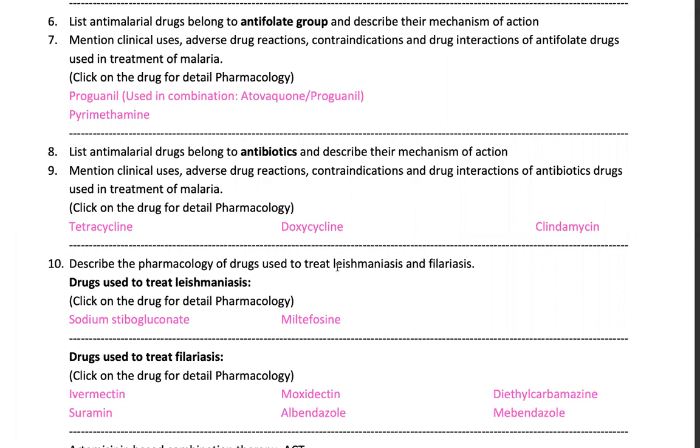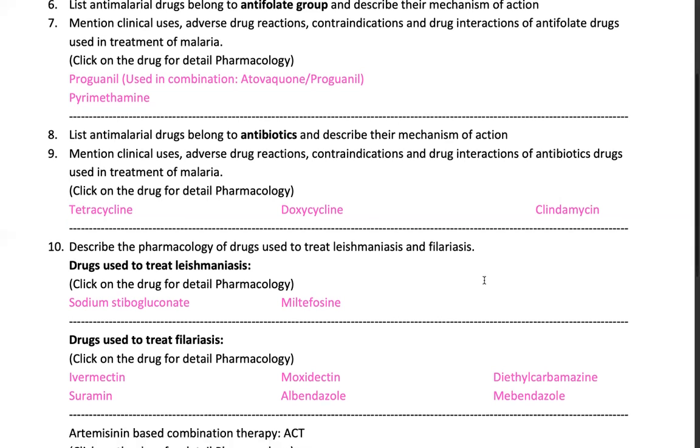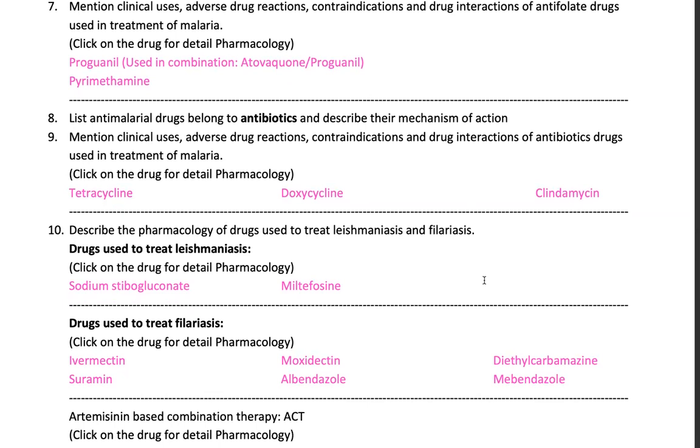The tetracycline and doxycycline inhibit protein synthesis, and clindamycin is from the lincosamide group. Just click on the name of the drugs and read it to save time. This is your homework. You can read, and if you have any problem, you can ask me anytime.